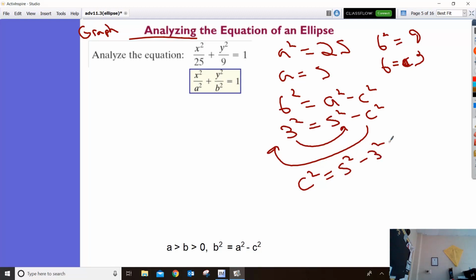You don't have to do it that way, obviously. That's just how I think. What is 5 squared minus 3 squared? 16. So what are our C values for our focuses? Plus or minus 4. We have everything we need to graph.